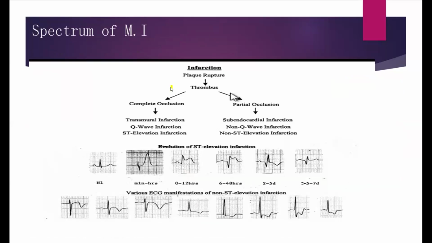So with MI, you know that you can have a complete occlusion where it causes a transmural infarction, meaning the whole epicardium, subendocardium, and the myocardium are affected. And then you can have partial occlusion where you have only a subendocardial infarction, where only the endocardium is affected. So we look at the evolution of the ST in a better slide.